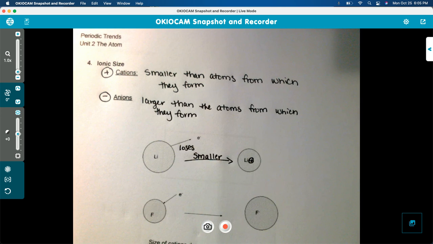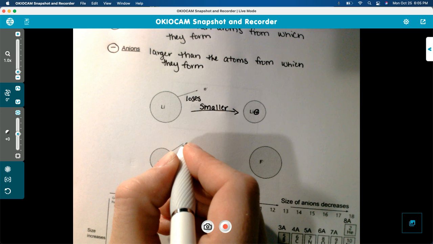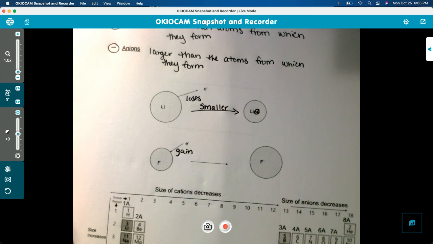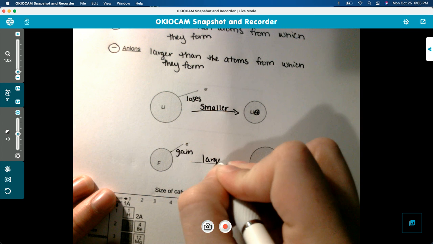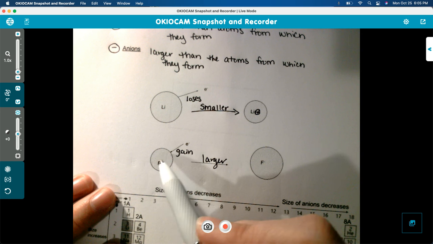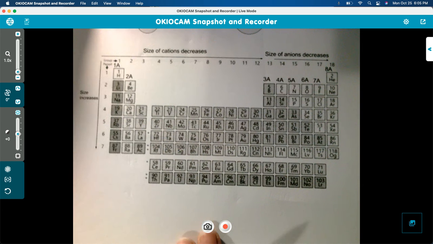And let's look at this. If we look at fluorine, fluorine is going to gain an electron. Fluorine likes to gain an electron. And so when we gain something, we usually get bigger. So because it gains an electron, it actually becomes larger than the atom from which it formed. This one you don't have to write anything into the periodic table. I've already done it for you.